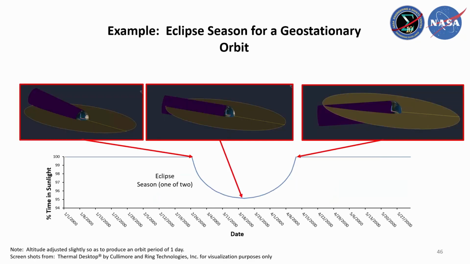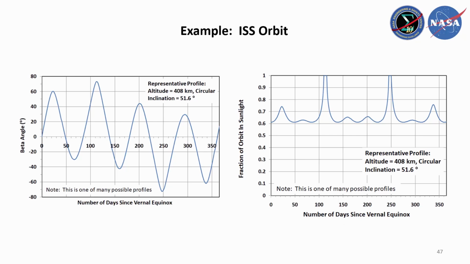Here's a closer look at one of the eclipse periods. The renderings at the top of the page depict the location of Earth's umbral shadow with respect to the orbit plane. Earlier, we calculated a representative beta angle versus time curve for the ISS orbit, shown at left. With beta versus time known, we can apply the equation we derived to show the time progression of the fraction of each orbit spent in sunlight.